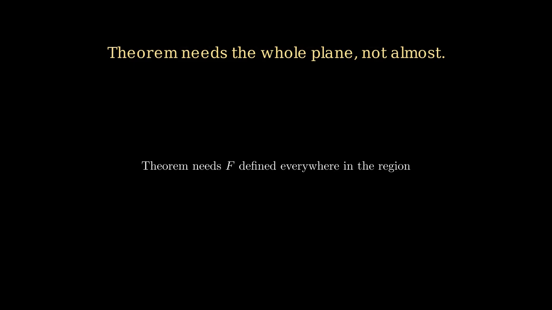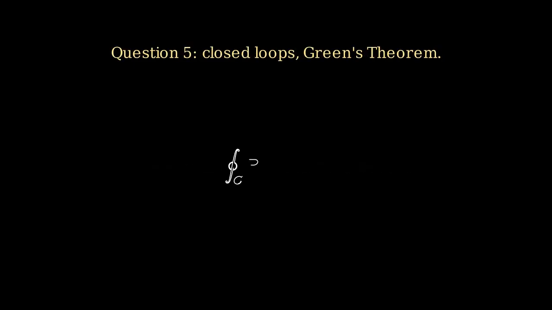Question 5. Closed loops. Choose your own method. Every part here is a closed loop, so Green's theorem is now available as a shortcut, alongside direct parametrization. Pattern to recognize.